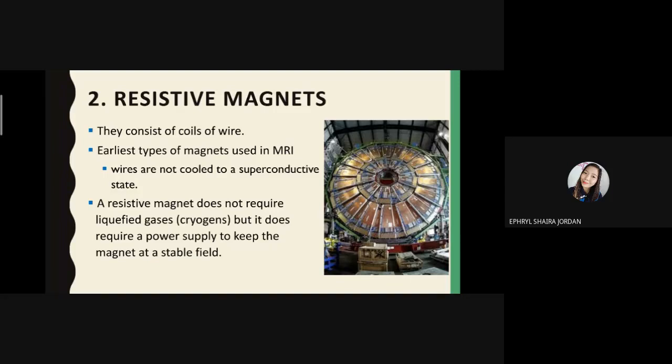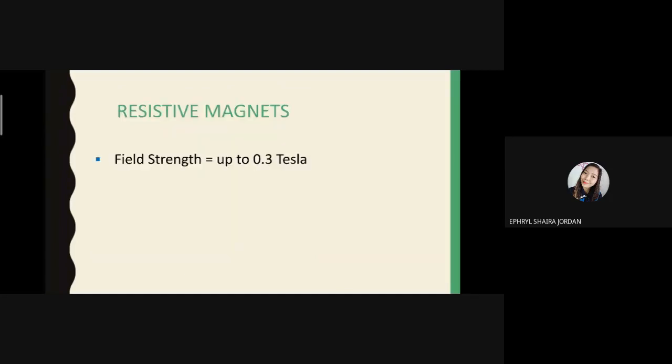Hindi mo na to siya masyado makikita. And I'm not sure if it's still present in the Philippines, but I think not. Kasi nga mahal siya. Mahal ang kuryente. And also, these magnets are not seen in commercial systems at field strengths over 0.4 Tesla. Hindi talaga siya mag-exceed ng 0.4 Tesla. It can be turned off when not in use. And of course, since hindi siya nagagamit ng cryogens, it is temperature sensitive.